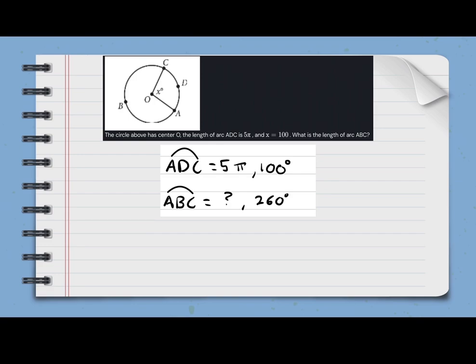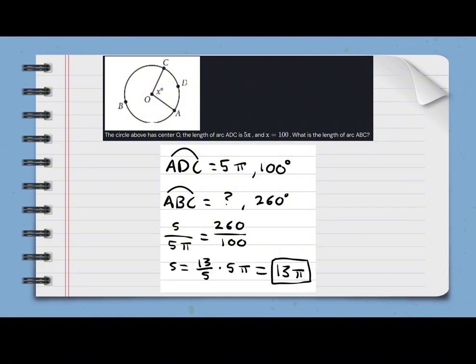So again, we can just set up this formula to cross multiply. I used S as a variable. It doesn't matter what the variable is. So S over 5 pi equals 260 over 100. And you'll find that S equals 13 over 5 times 5 pi, which equals 13 pi.